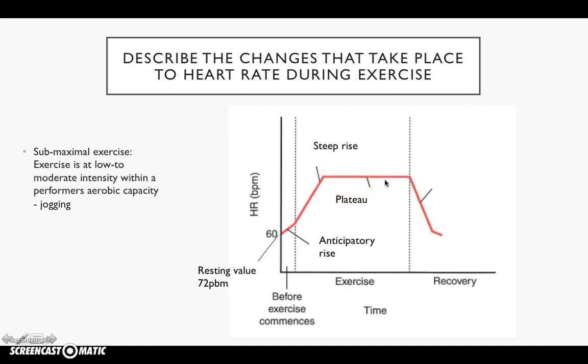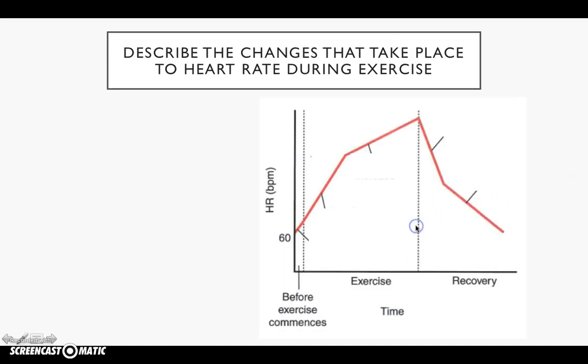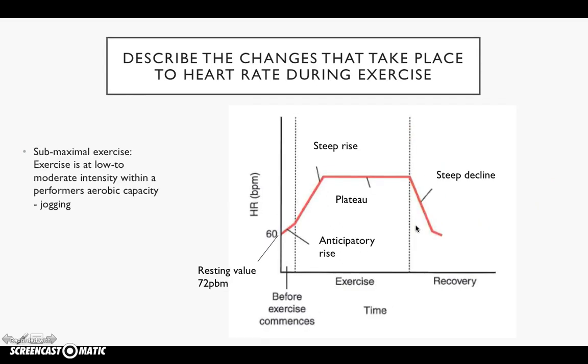Now, point 5, if you leave that for now, because point 5 is going to be with regards to maximal exercise. So we're going to go on to technically what would be point 6, and that's submaximal exercise, because only 5 points is submaximal exercise. That is a steep decline. Now, the reason we get a steep decline straight after exercise is because the oxygen debt is repaid. So for steep decline, I want you to put oxygen debt is repaid.